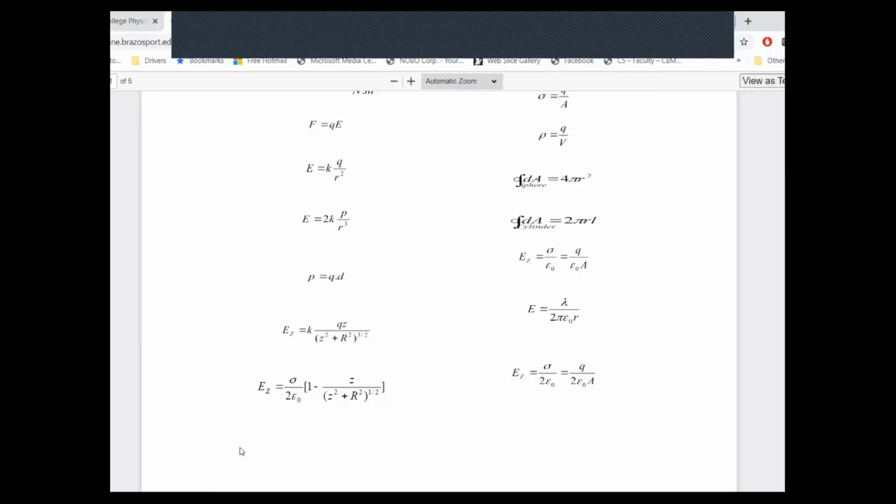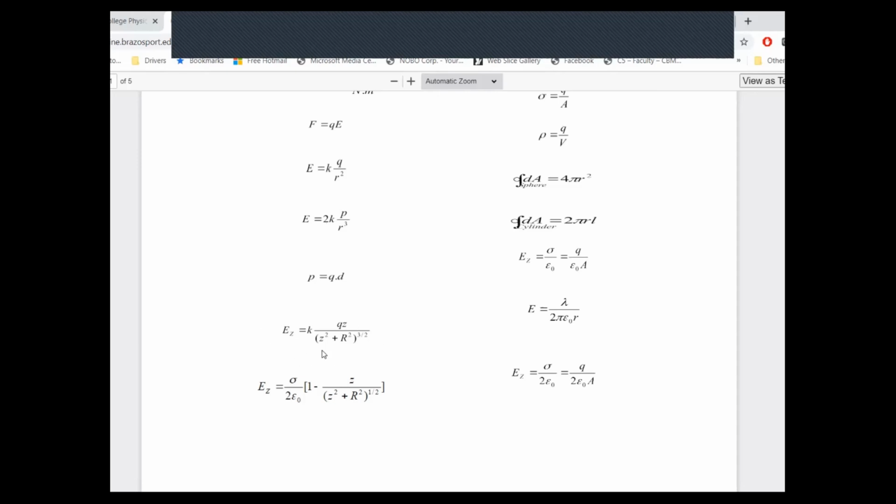All right, so here is the formula for a charge ring, and this one is for the charge disk. These are the formulas available in case there are multiple choice questions. Don't memorize these formulas. The only formulas you have to commit to memory are this one and that one. I wouldn't memorize these formulas.